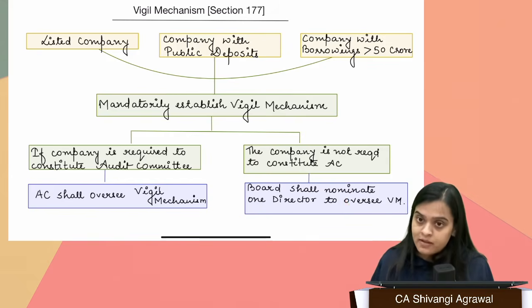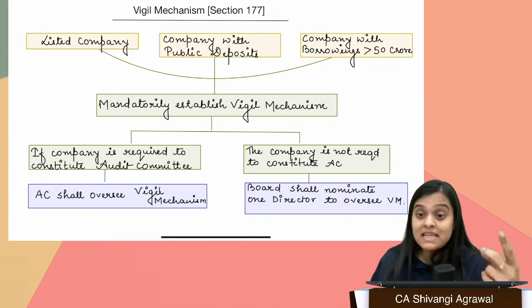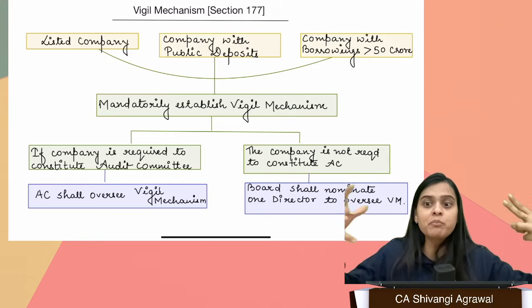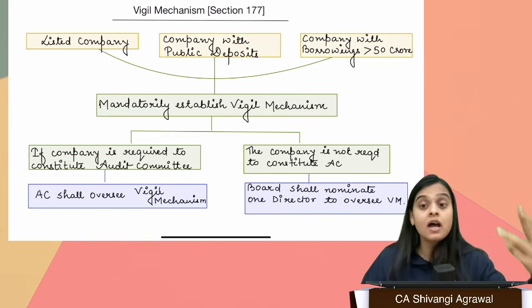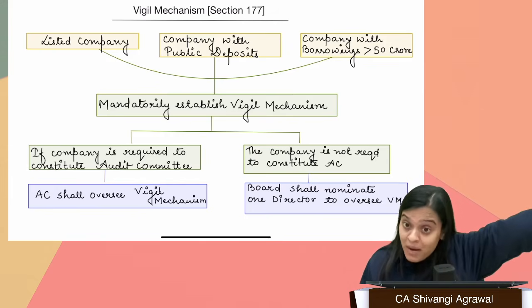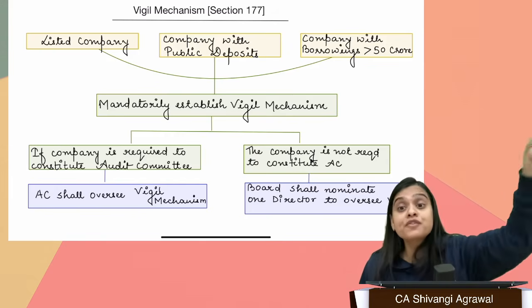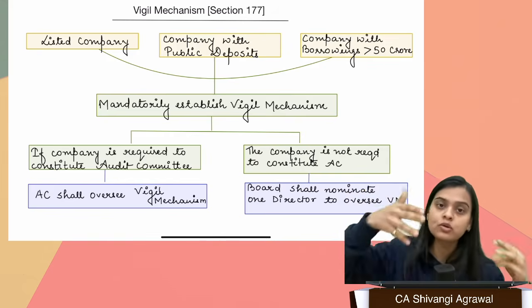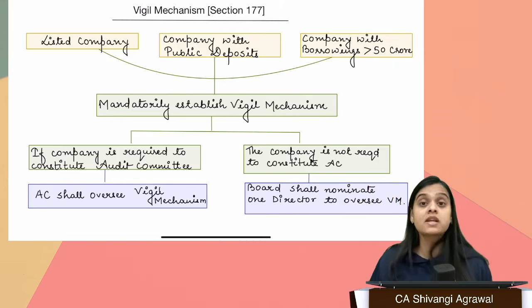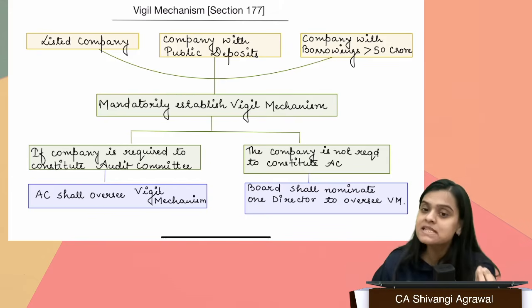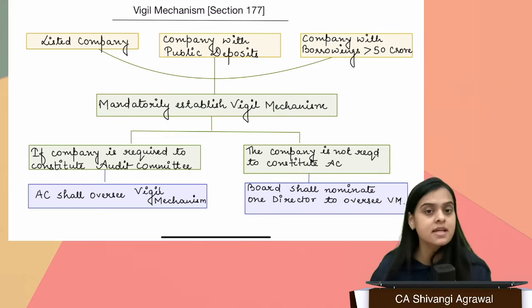Now, in listed companies, in companies which have public deposits, because a lot of public money is involved, and a company which has borrowed money from banks or PFI in excess of 50 crores, again a lot of public money is there, because in banks also you have public money only, right? So in such companies, it is mandatory to establish a vigil mechanism. Vigil mechanism is nothing but a system, a setup.